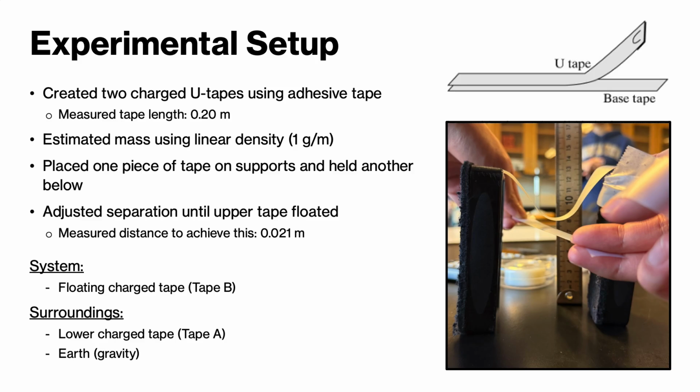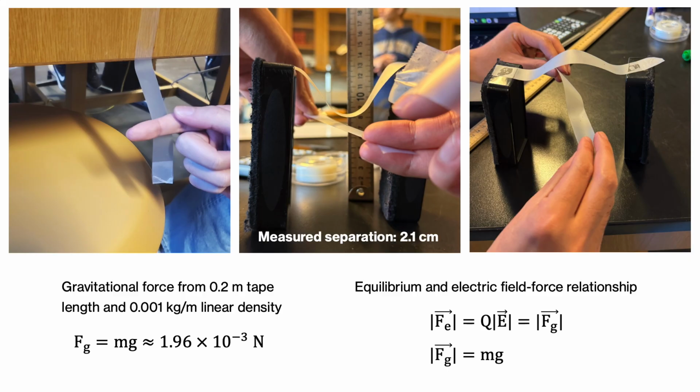The system is the floating top tape, and the surroundings are the lower charged tape and the Earth, which provides gravity. Using the measured mass, the gravitational force was calculated as Fg equals m times g, which equals approximately 1.96 times 10 to the negative 3 newtons. At equilibrium, the magnitude of the electric force must equal the magnitude of the gravitational force. The electric force can be written as Fe equals Q times E, meaning that the force depends on the charge of the tape and the electric field produced by the other tape. This equilibrium condition is what allows us to determine the required charge.